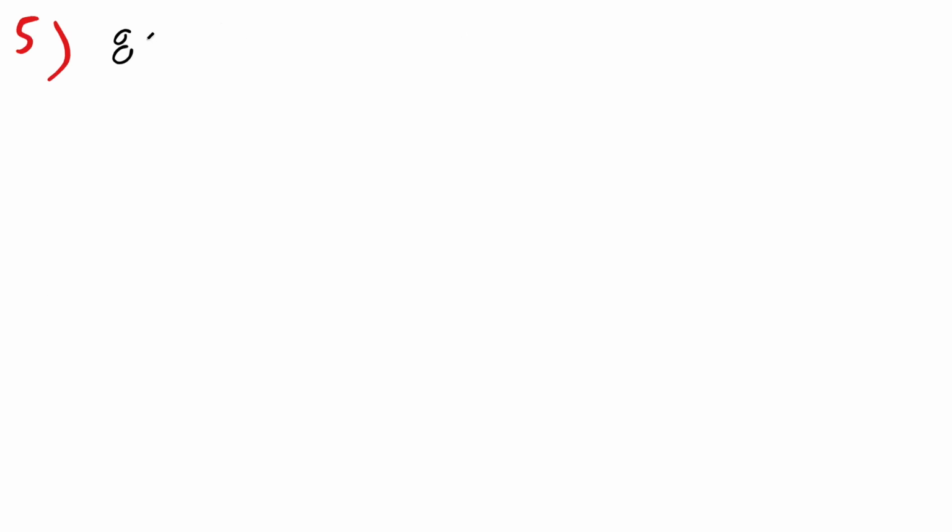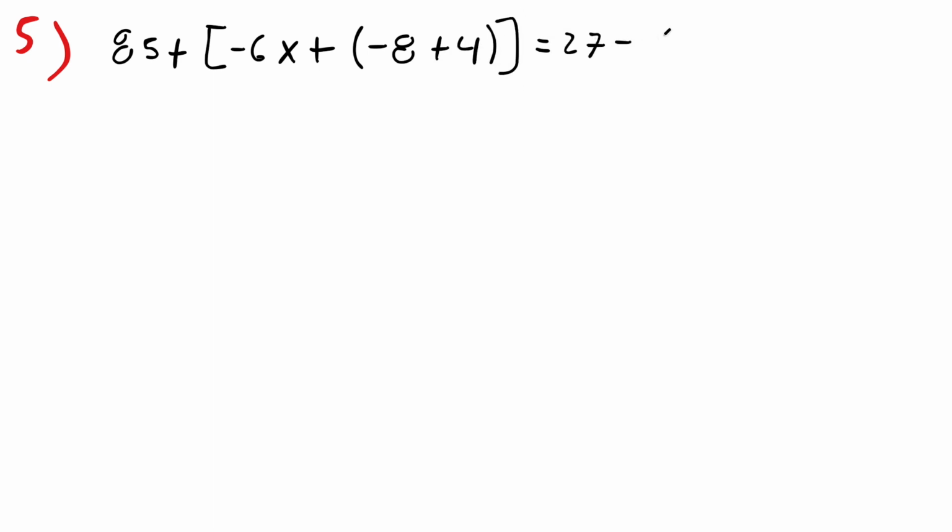Alright. The statement is 85 plus open bracket minus 6x plus open parenthesis minus 8 plus 4 and then close both parenthesis and bracket is equal to 27 minus open bracket minus open parenthesis 2x plus 7 minus open another parenthesis 8x plus 5 and then close. So now, what do we do? We start with the parentheses, right? The parentheses are these ones, not this square, but the round ones.